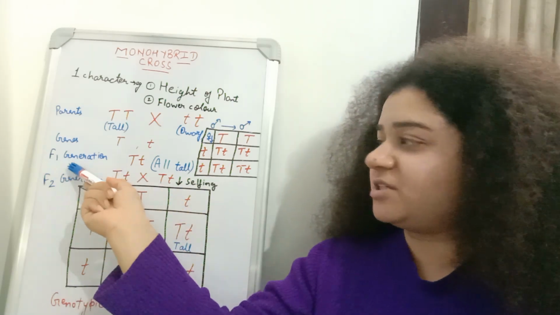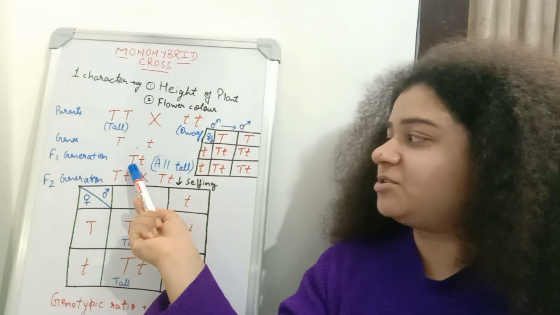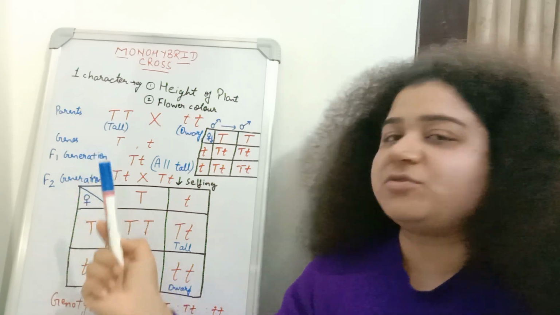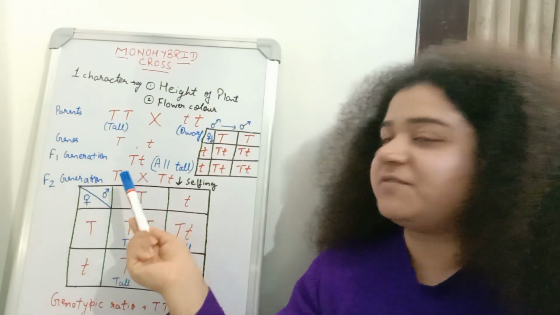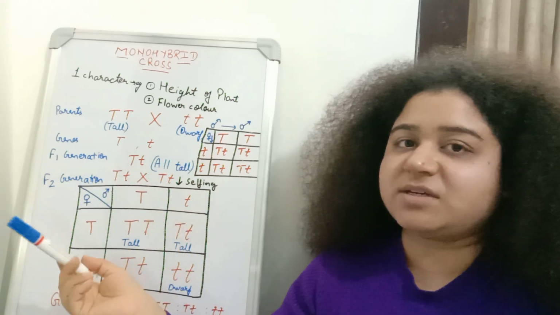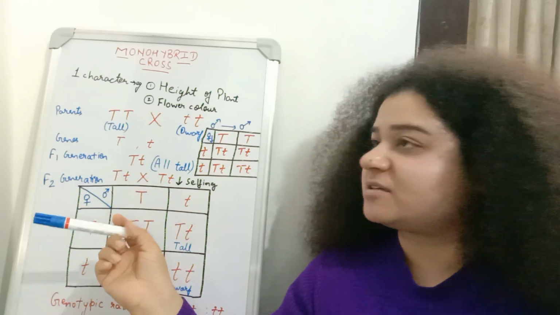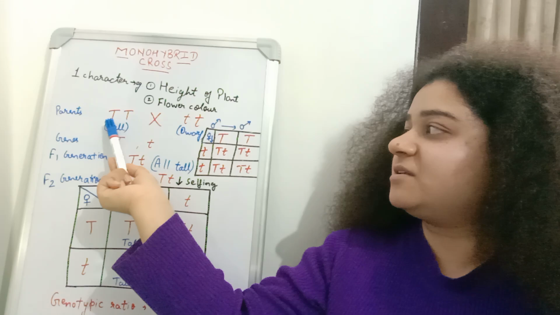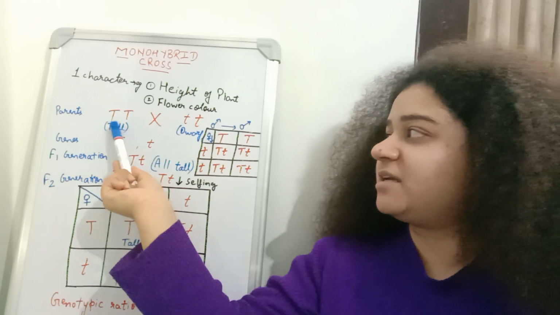So in the F1 generation, we can see all the plants are tall with the genotype capital T and small t. Now students, coming to the F2 generation. For the F2 generation, selfing is done of the tall plants of the F1 generation to see whether this genotype is heterozygous or homozygous. Heterozygous means capital T and small t. Homozygous means capital T and capital T, or small t and small t. So this one is heterozygous and this is homozygous.